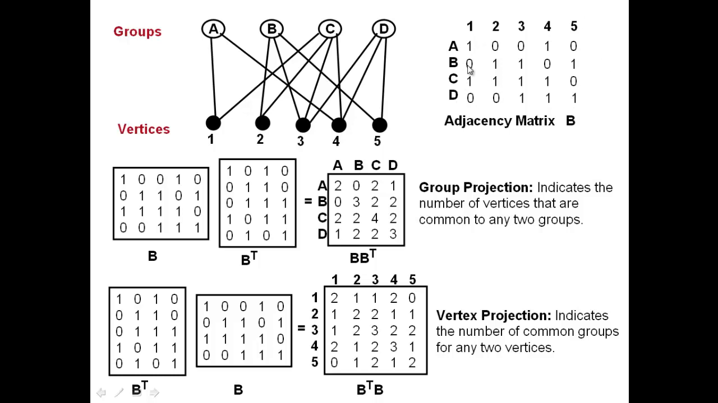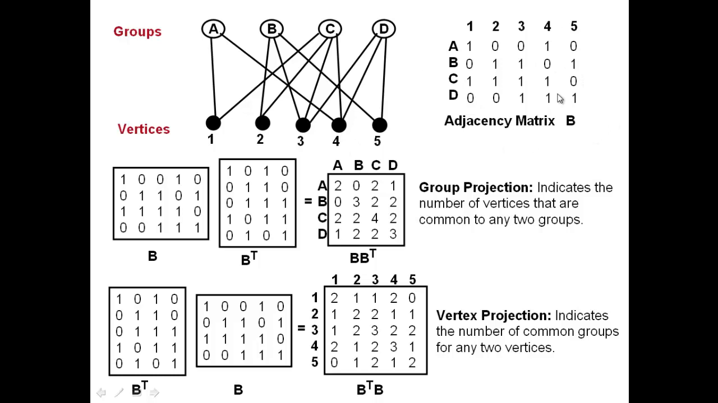Now see, same thing: B is not affiliated with 1, so the entry is 0. B has affiliations 2, 3, and 5, so those entries are 1, and with 4 there's no edge between B and 4, so it is 0. So that is how we build the adjacency matrix.